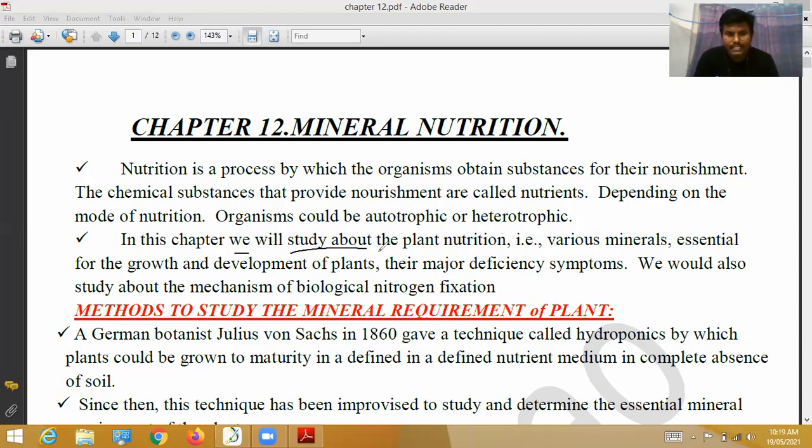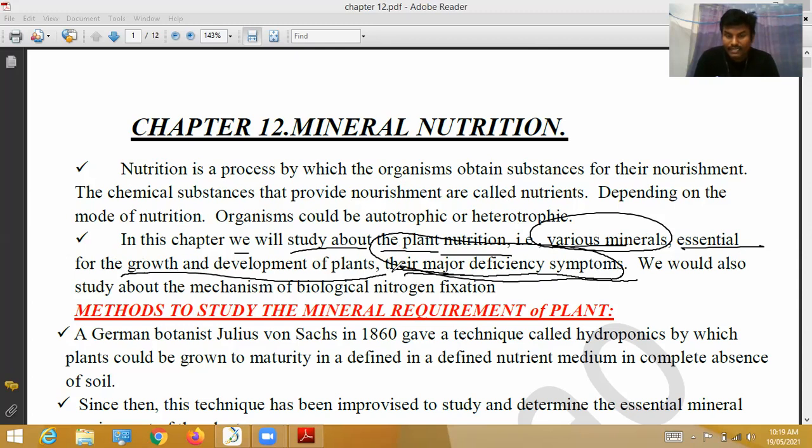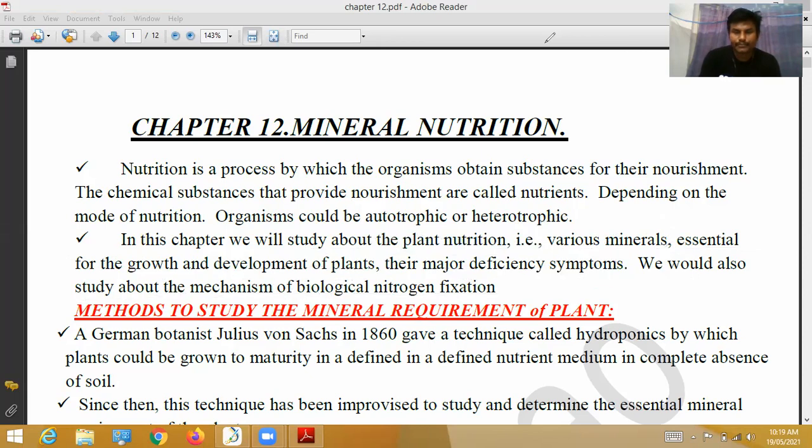In this chapter, we will study plant nutrition: the various minerals, how those minerals are essential for the growth and development of plants, and what deficiency symptoms plants face if those minerals are deficient. We will also study the mechanism of biological nitrogen fixation and how nitrogen is essential for the plant.